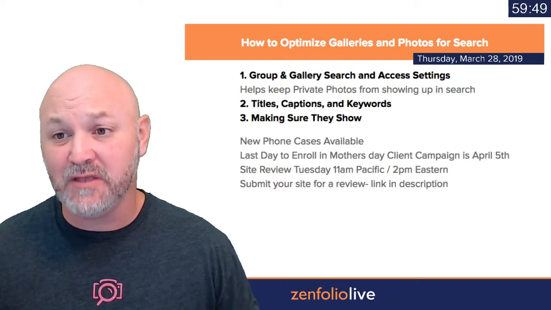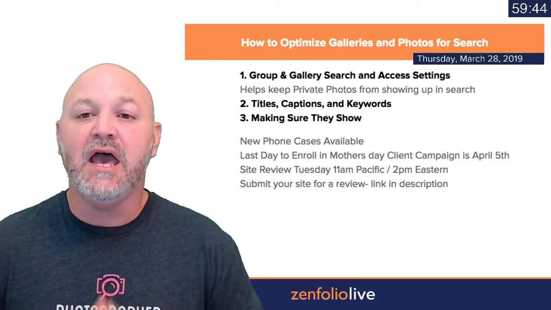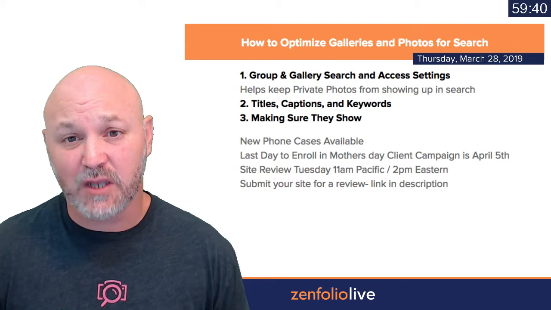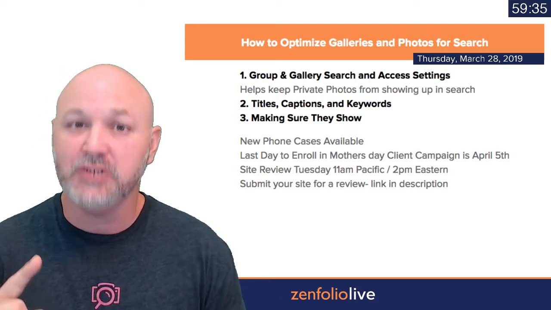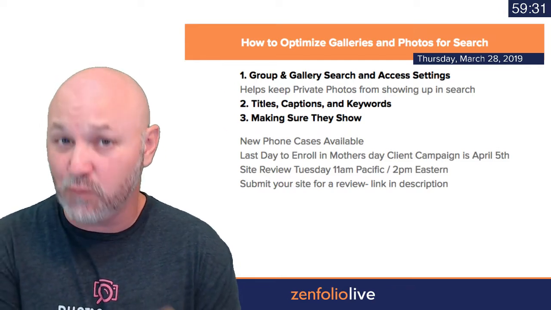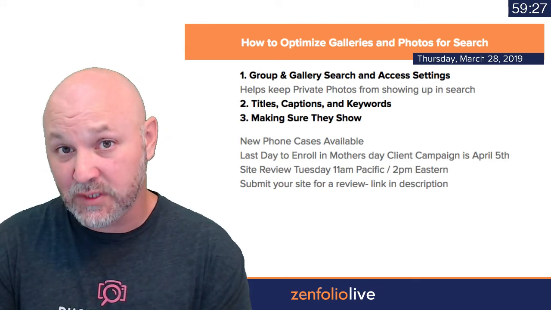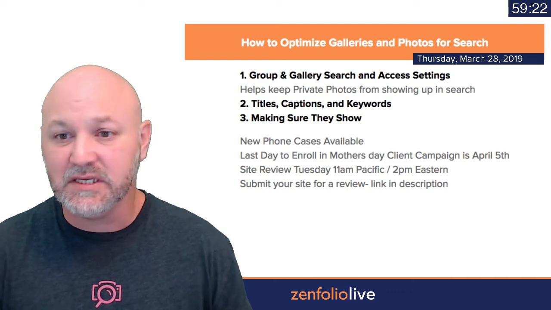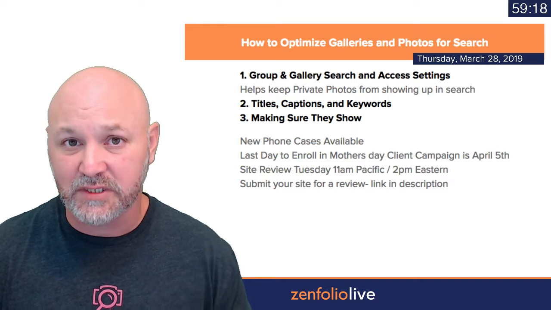So today is Thursday, March 28th, 2019, and today we're going to be talking about how to optimize your galleries and photos for search. So I'm going to take you through group and gallery search and access settings, show you how to make sure that those are set up correctly so that you can let the photos and galleries that you want to be searchable be found on Google while keeping your client galleries and private photos from being found. And then I'm going to talk about titles, captions, keywords, show you how to get those into your photos, into your galleries, into your groups.